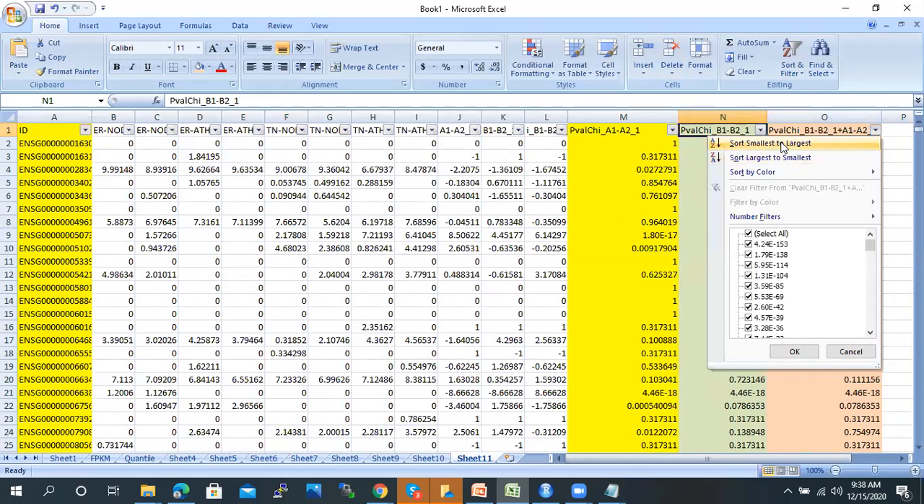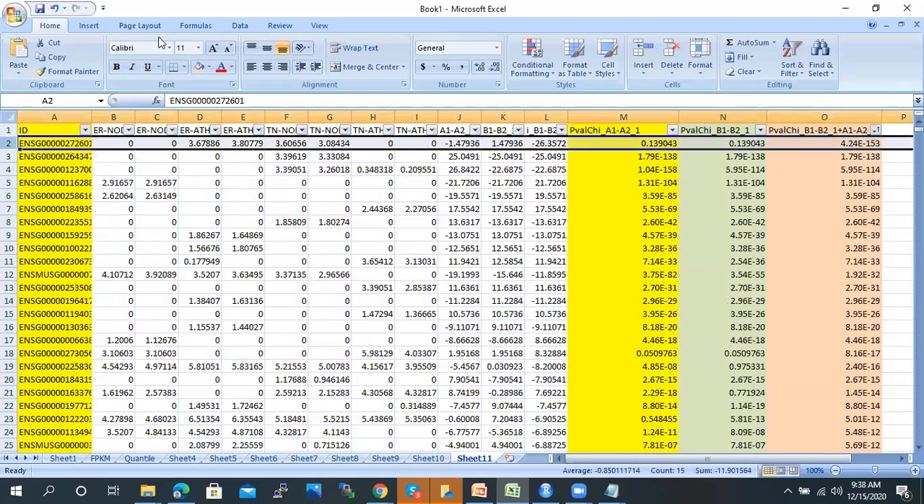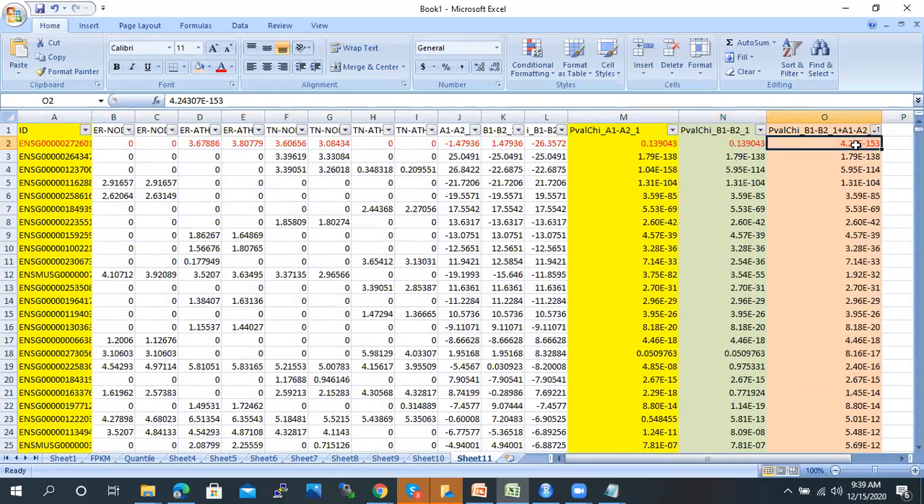So first just filter out the smallest p-value. Now you have to consider only those genes that are significant only in the third condition, but those genes should not be significantly differentially expressed in condition 1 and condition 2. So for example, in the first gene, we have a p-value less than 4.4 e to the power minus 153. So it is significant in this cancer subtype, but it is not significant in this.